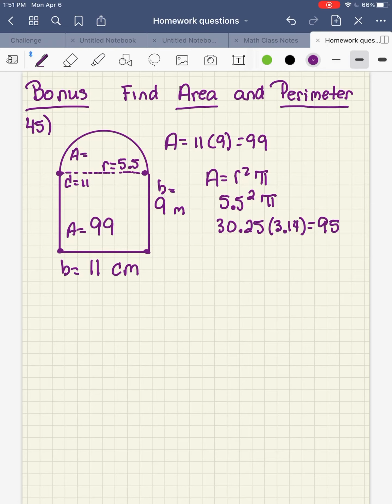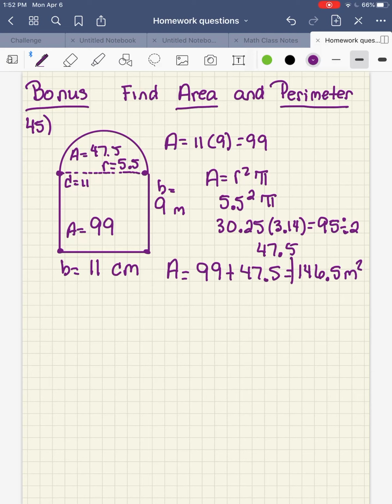Okay, now that's the area of the whole circle. It's not a whole circle, it's a half a circle. So to cut it in half, we're going to divide it by 2. So 95 divided by 2 is 47.5. So that's the area of our half circle up here. So to get the area of our shape, it's the two areas combined, 99 plus 47.5. And that is equal to 146.5. And I don't think there were units on there. It's meters squared. So that's the area of our shape.